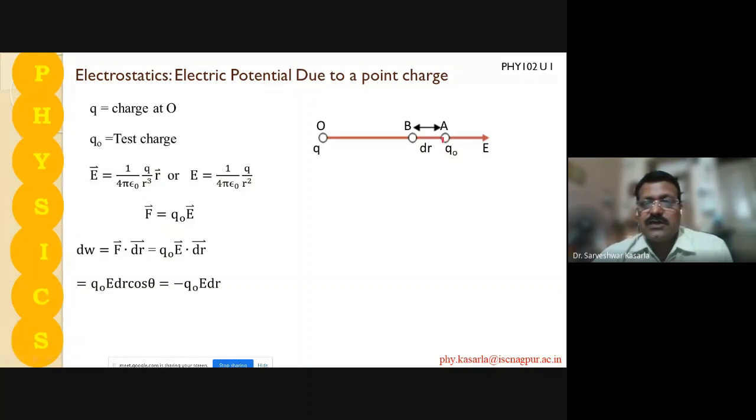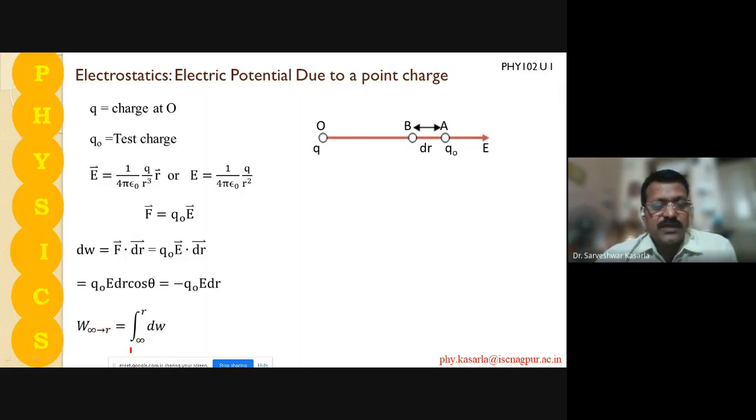Actually, the displacement is in this direction and the intensity is in this direction, so there is a 180-degree angle. Therefore, cos 180 degrees is equal to minus 1, and Q0 E dr cos theta will be equal to minus Q0 E dr. And if you express that work done in another way, that will be the work done in bringing the charge from infinity to that particular distance r.